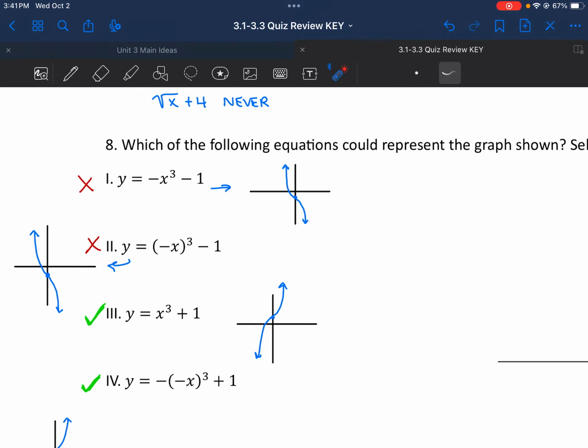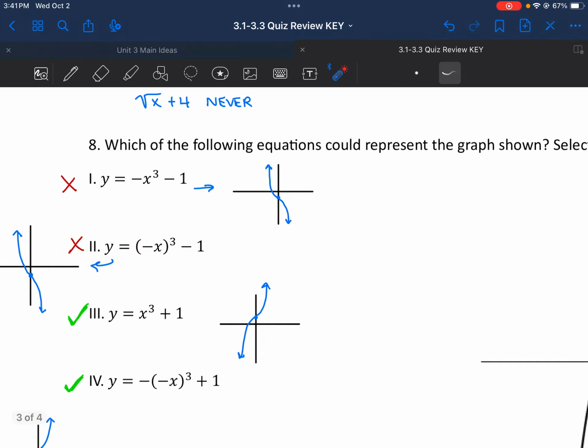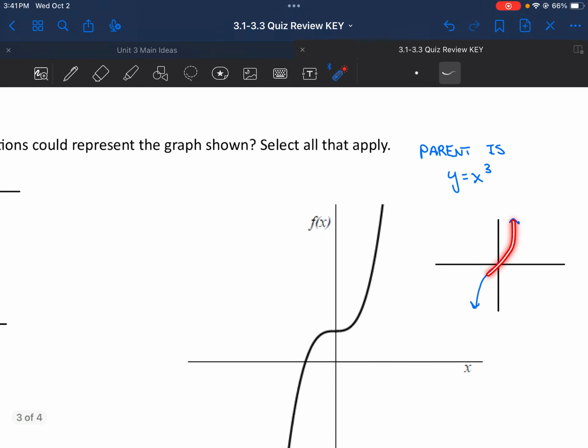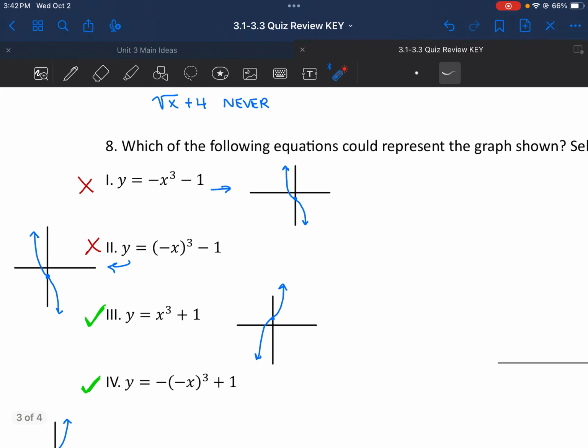Number 2 is a reflection over the y-axis. So this graph, if we flipped it over the y-axis, would look like that. Then you shift it down one, we get that. So both of these actually give you the same shaped graph. So these are both wrong.